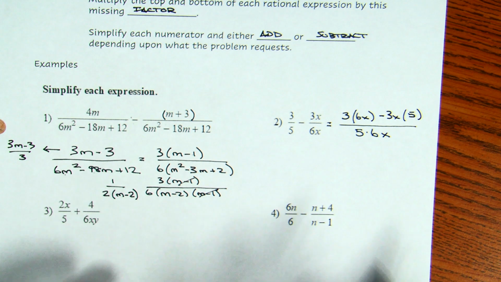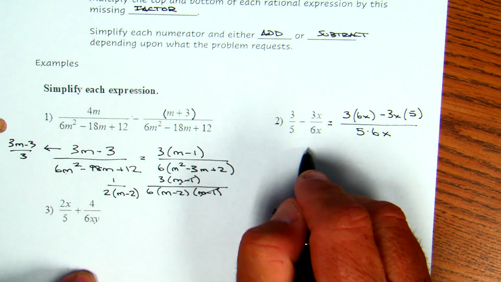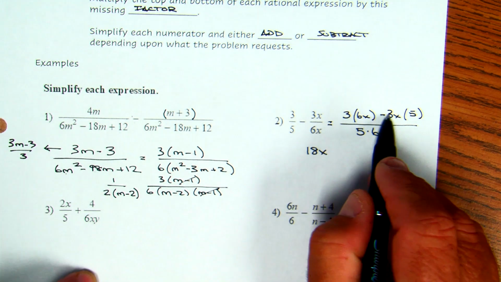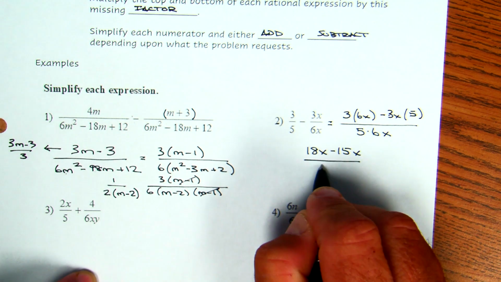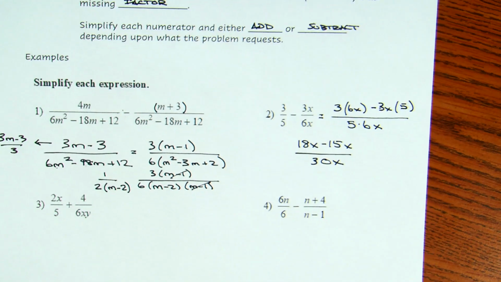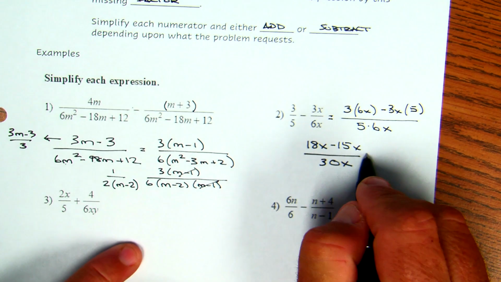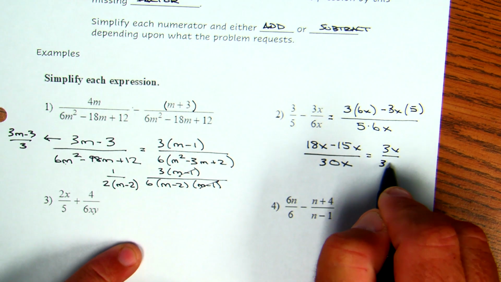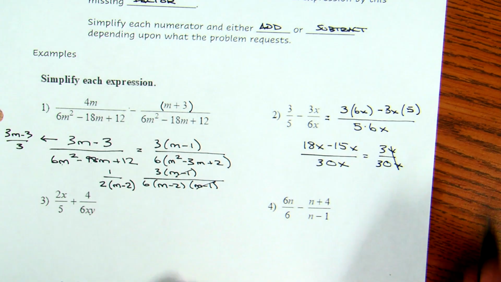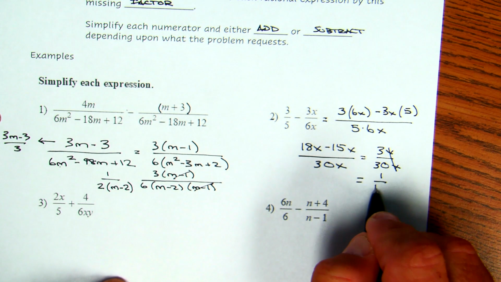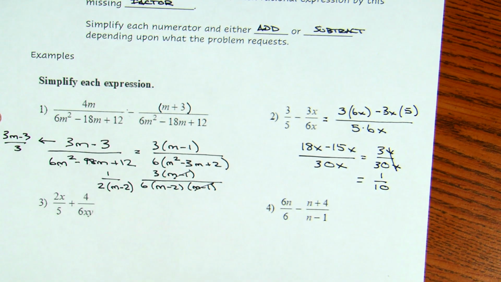Now I got to work on some operations. 3 times 6x is 18x. 3 times 5 is 15. So 15x over 30x. Then turns into 3x over 30x. What do the x's do to each other? Cancel out. And then 3 over 30 is 1/10. That's it.